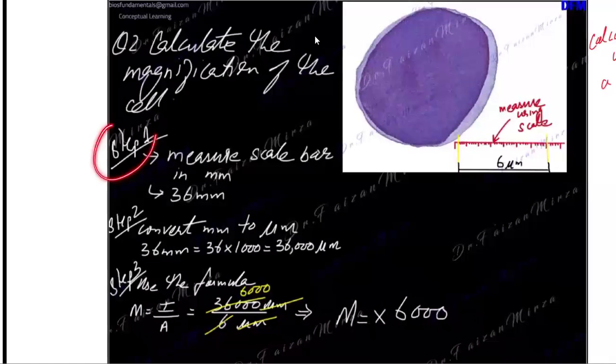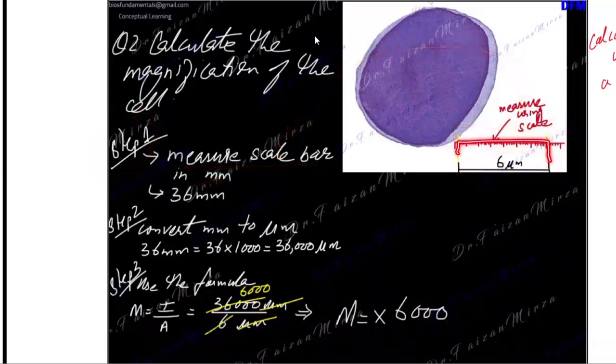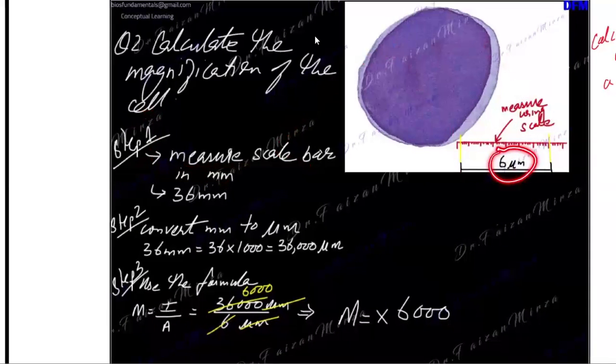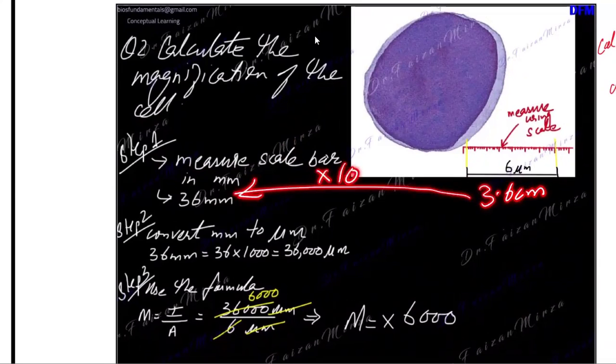What will I do? Step 1, I'll measure my scale bar using my ruler. I'll place my ruler onto the scale bar, and after placing my ruler here, I'll just see what reading this 6 micrometer coincides with. So for example, after placing the ruler here, I came to realize that this 6 micrometer scale bar has a length of 36 millimeter. If this is 36 millimeter, it means I must have measured this as 3.6 centimeter. By writing it as 36 millimeter, I must have multiplied by 10, so centimeter became millimeter. Step 1 done.